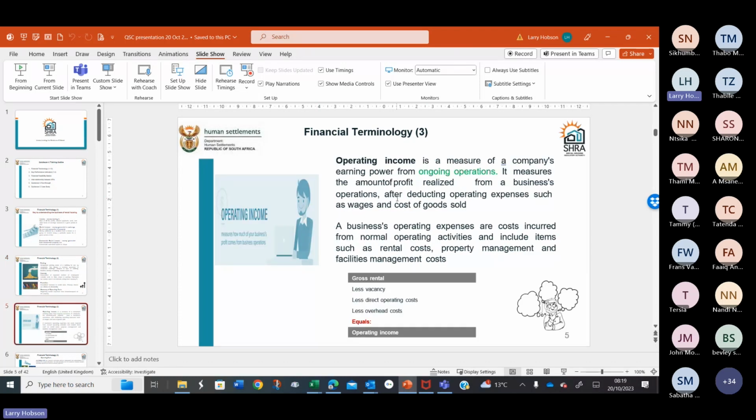Next one on financial terminology: operating income. That's a measure of revenue less your operating costs. So if we look at the little table below, our gross rental is the top line. If you've got 100 units times an average of 3,000 per unit, you'll be getting 300,000 rent received, less your vacancy. If it's 7%, that's 7% of the 3,000, less the direct operating costs, less overhead costs, and that will come out to our operating income.